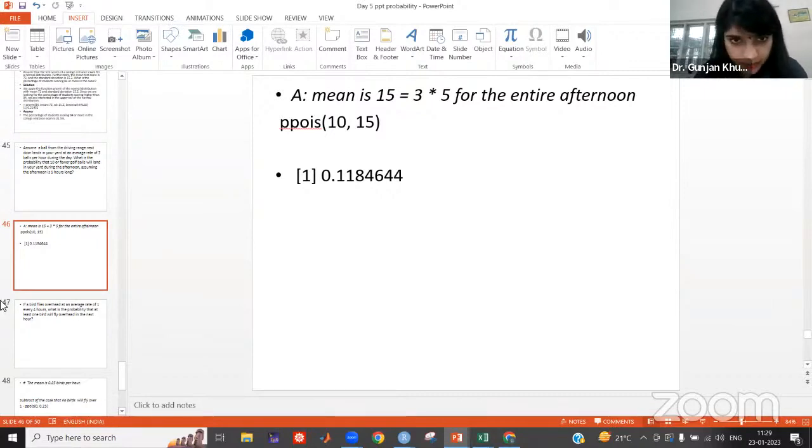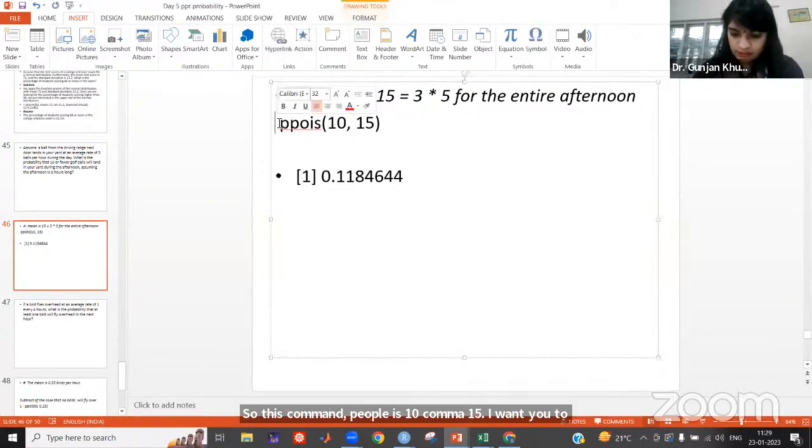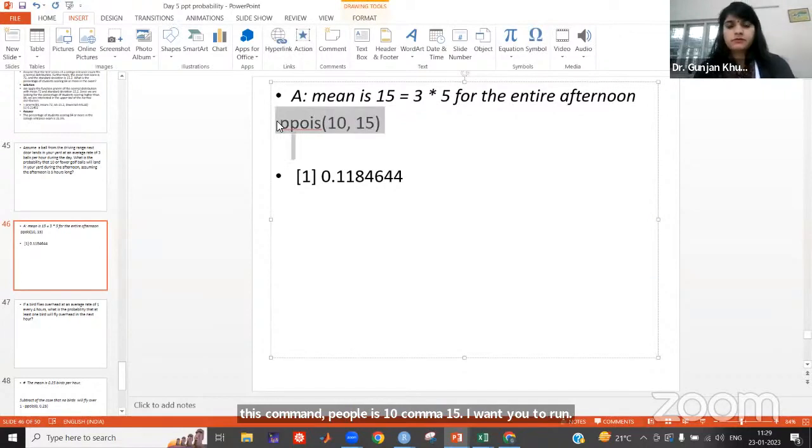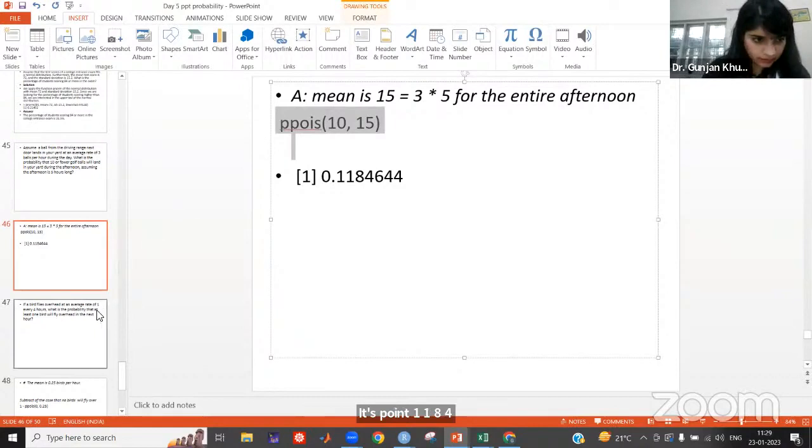So this command ppois(10, 15), I want you to run. Do you get the same answer? It's 0.1184. Yes, very good. Anjali, you are able to get ppois. Ma'am, I'm also getting the same answer.